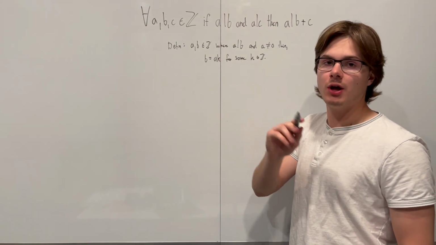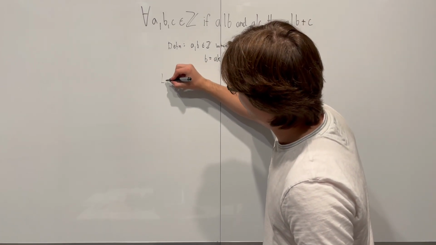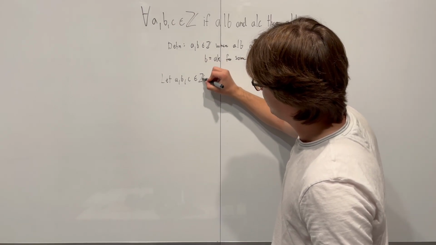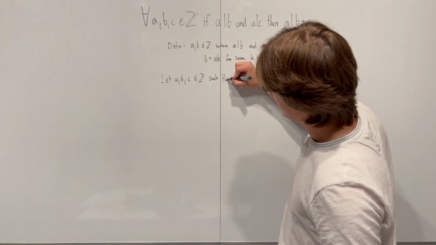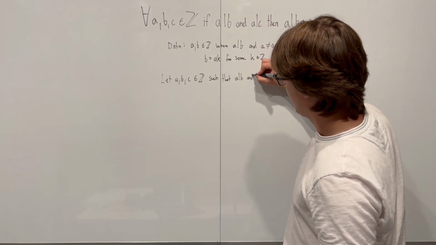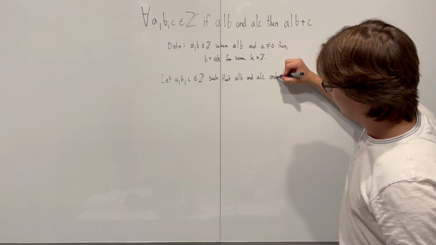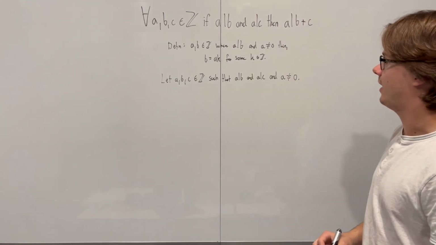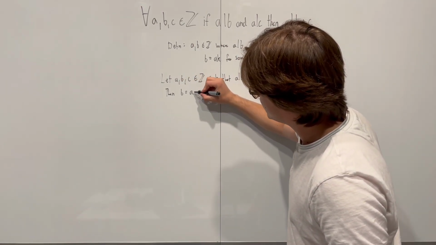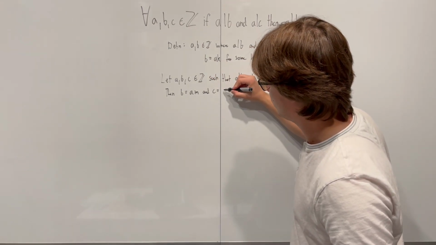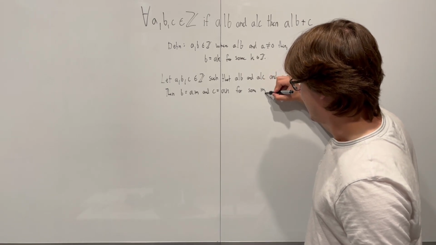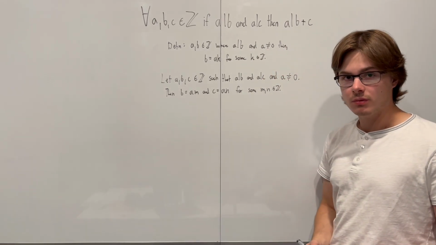This is a for all proof. How do we start for all proofs? Well, we start with the word let, and what do we let? We let a, b, and c be integers such that, and now we suppose our P statement, a divides b and a divides c, and a cannot be 0. Fantastic. We can then say, then b can be written as a times m, and c can be written as a times n for some integers m and n. There we go.